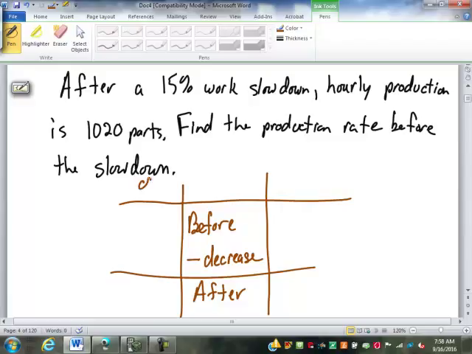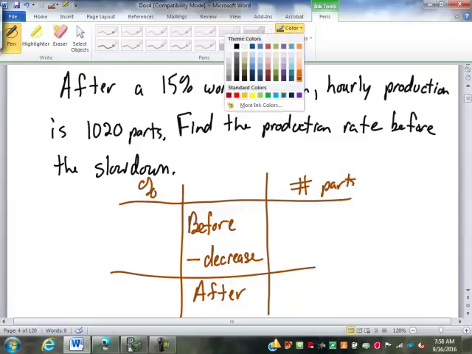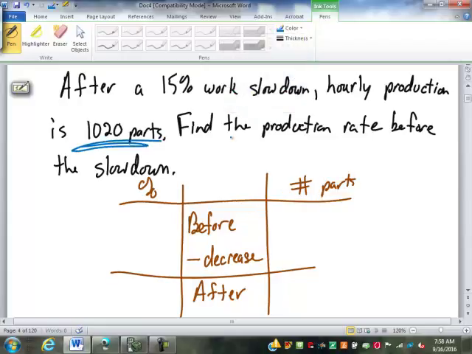And now here they're represented by a percent. This time they're not represented by a dollar amount. They're just represented by the number of parts on the other side. But it's the same concept. What's the 1,020 representing? The after, the number of parts after the slowdown. What do we have for percents? 15% goes for decrease, and good catch. We always have the 100. That'd be our starting amount, or our before. Which means that the after percent is 85.